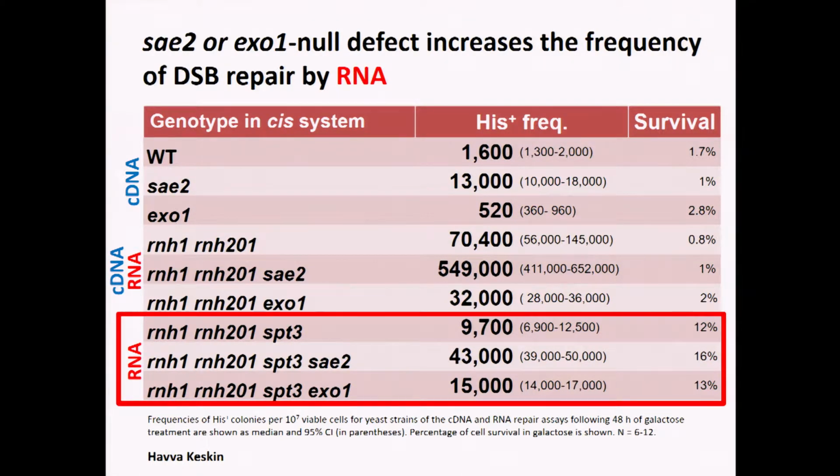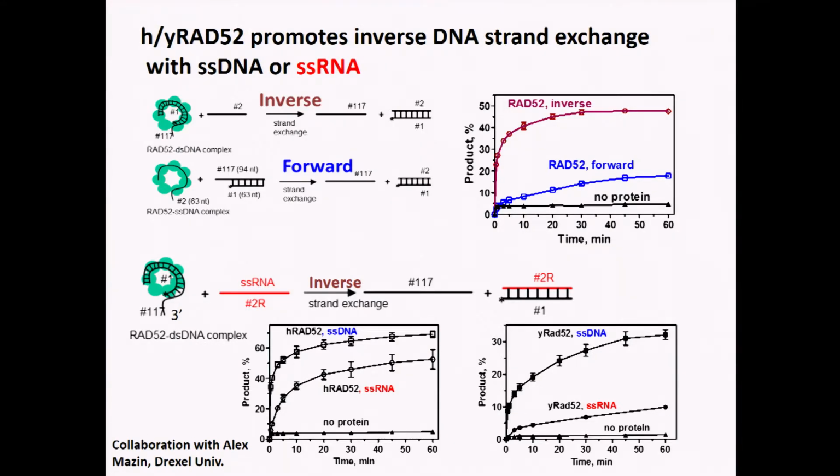And proteins that have a role in processing the ends, in resection, so in degradation of the 5' ends of the breaks, such as Sae2 and Exo1, when we knock them out individually, we actually observe some increase in the frequency of RNA repair, suggesting that efficient resection may not be a strict requirement for RNA-mediated repair. So with this experiment, which we just got accepted in Molecular Cell, in parallel with biochemistry experiments conducted by our collaborator Alex Mazin at Drexel University, we show a distinct new function of RAD52. For both the human and yeast purified RAD52 protein, we found the capacity of performing inverse strand exchange.